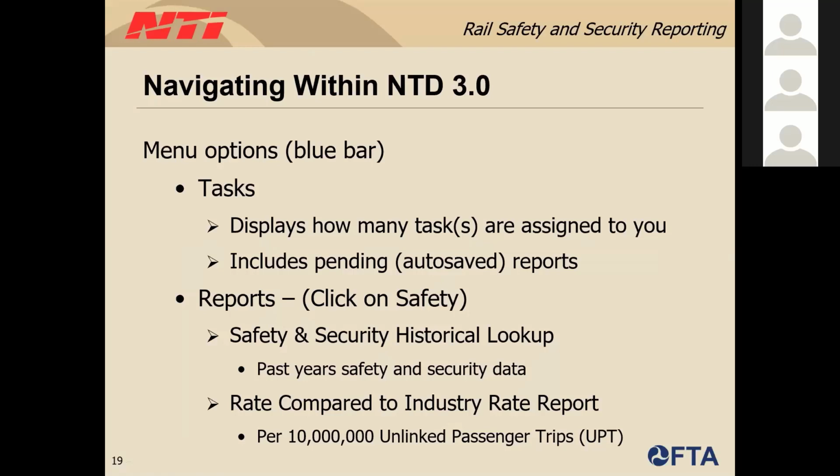The Reports tab will display reports that are available to you. First, click on the category, and in this case, you would click on Reports, and then you click on Safety. There are 2 reports that you may find helpful here. One is the Historical Lookup Report to view safety and security data reported in prior years. Another is the Rate Compared to Industry Rate Report, which will compute and compare your agency's incident, injury, and fatality rates against the industry average per 10 million unlinked passenger trips.